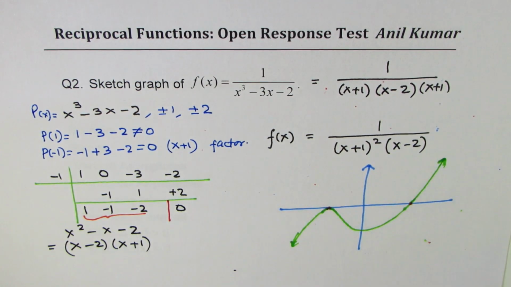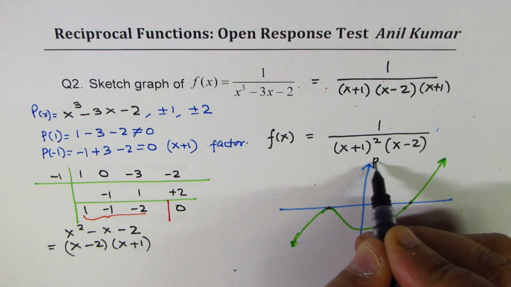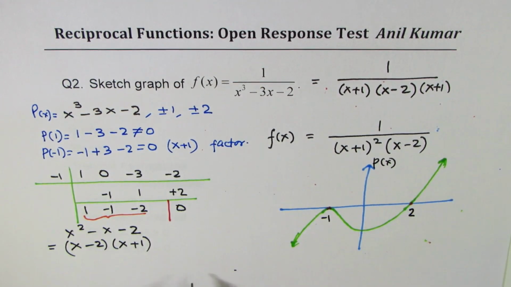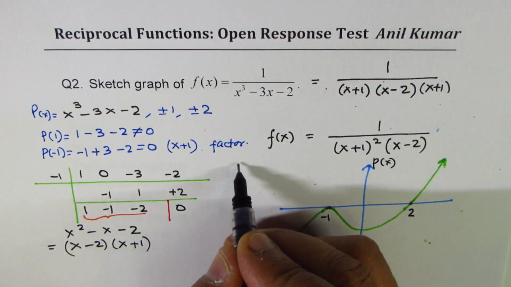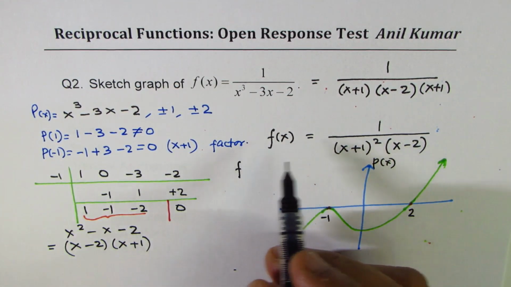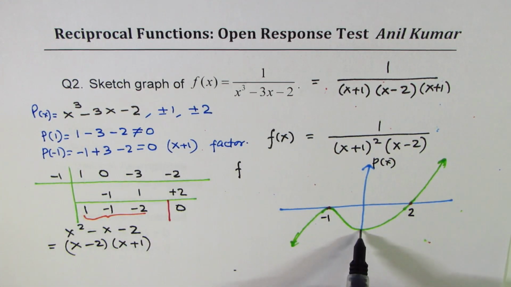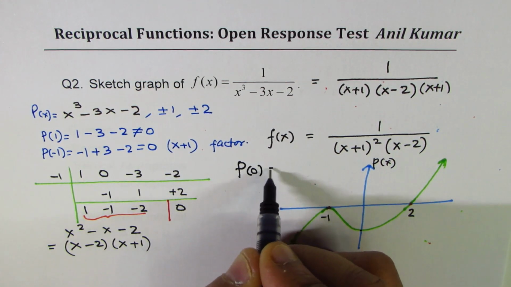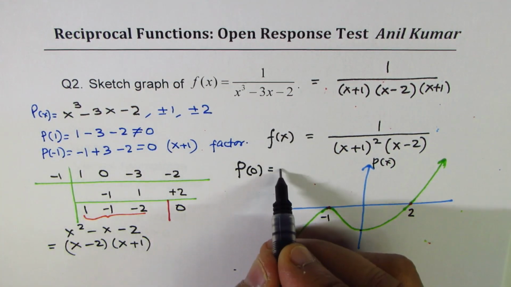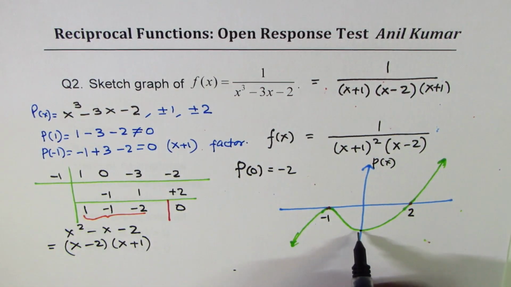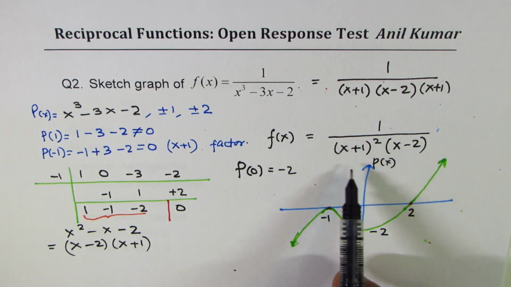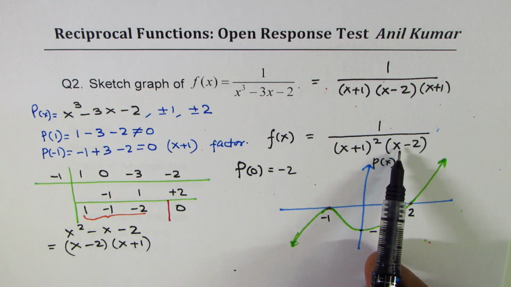Okay, so that gives you the graph of the polynomial function. Let's call it p of x. This point here is at minus 1, that is at 2. It is good practice to find f of 0. So let's find, I should say, p of 0, right? So this point. If I substitute 0 here, we get minus 2 clearly, right? Minus 2. So this point here is minus 2 for the function (x plus 1) whole squared times (x minus 2).